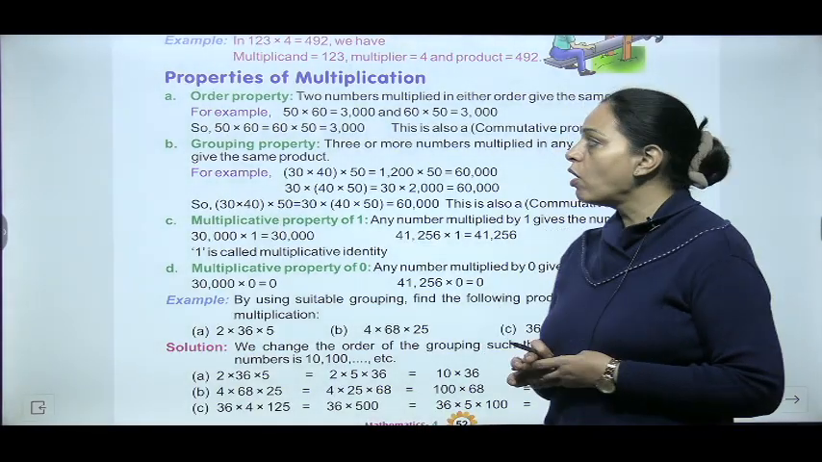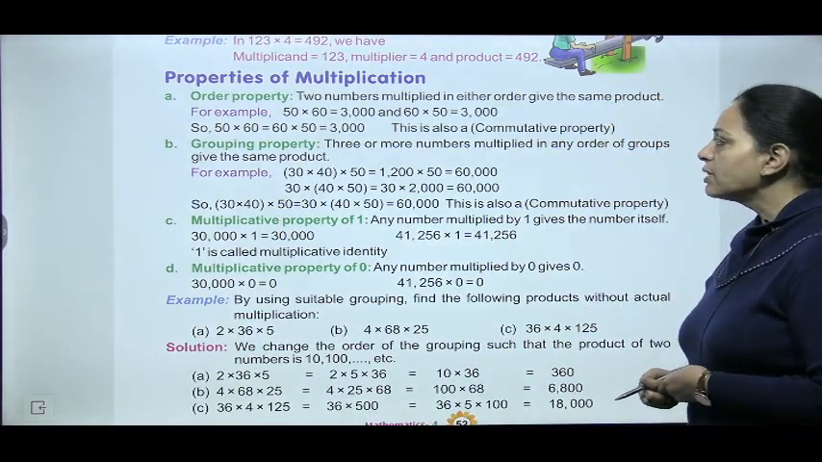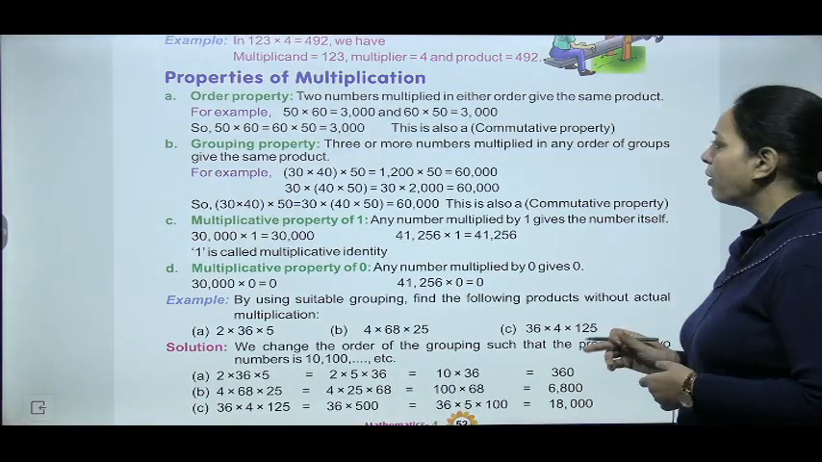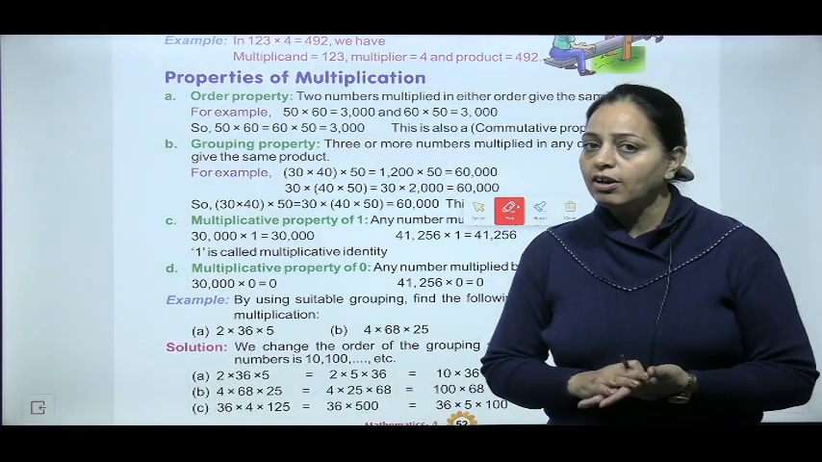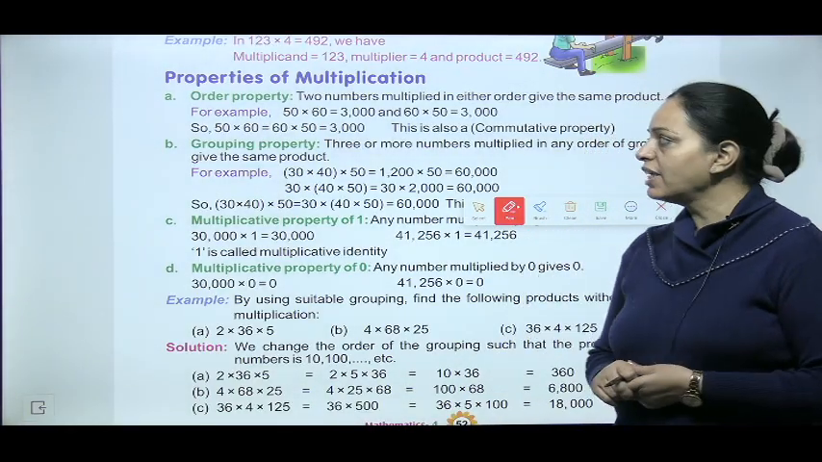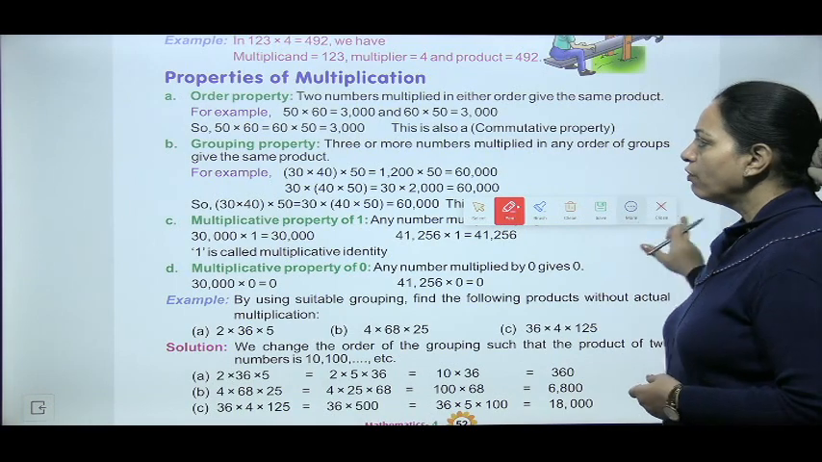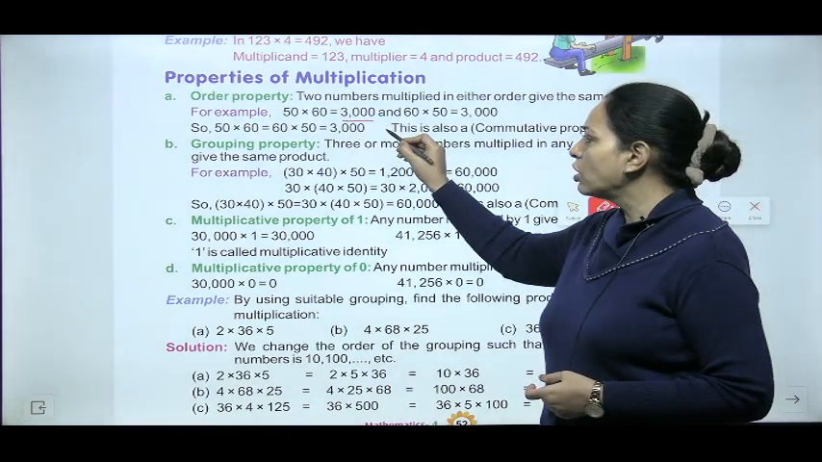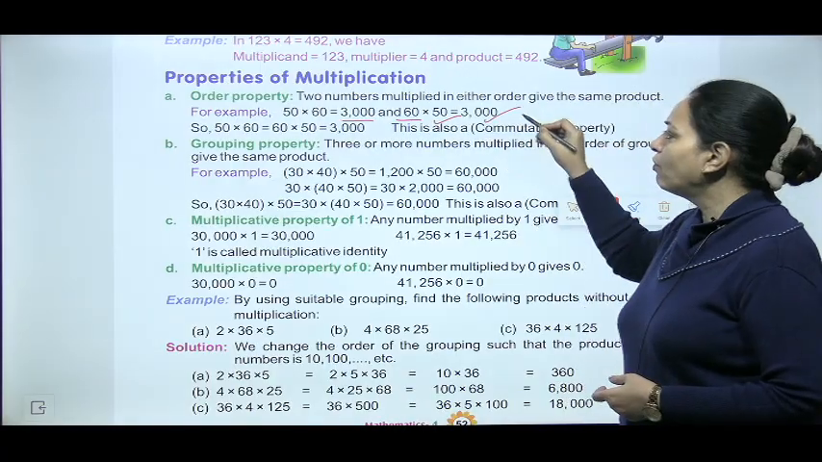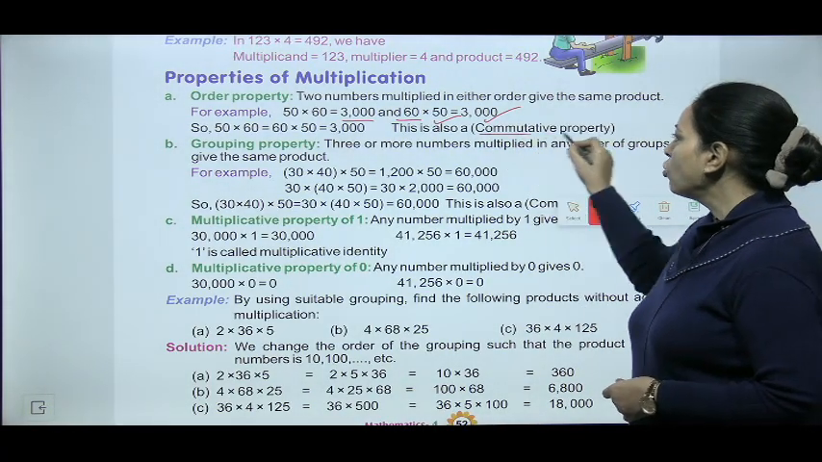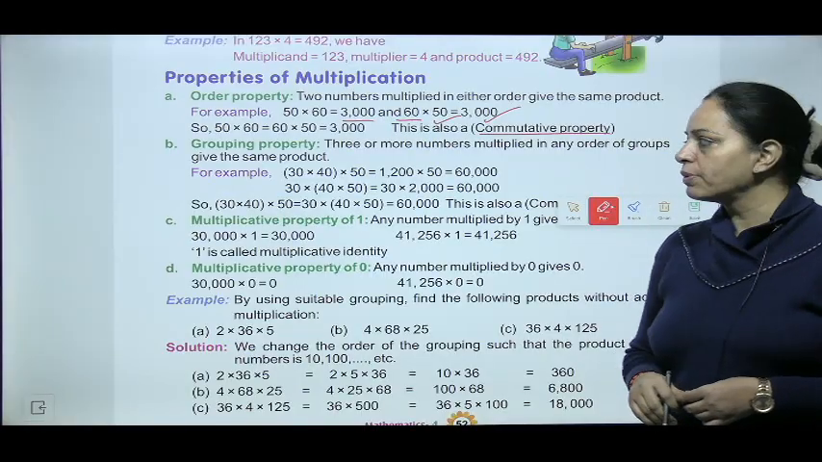A point, order property. Two numbers multiplied in either order give the same product. We can multiply two numbers in any order, the result would be the same, like 2 3s are 6, 3 2s are 6. So here 50 multiplied by 60 is 3000, or 60 multiplied by 50, that is also 3000. So this is said to be the commutative property.